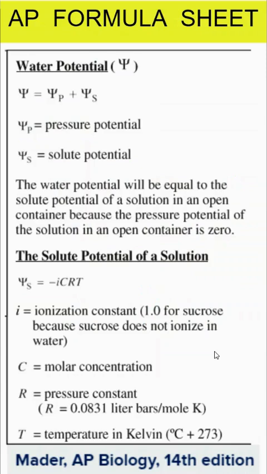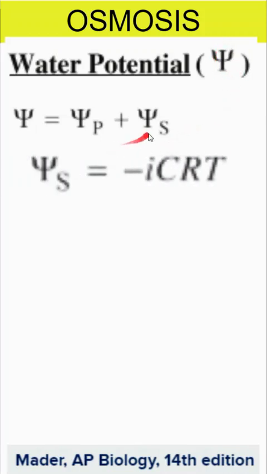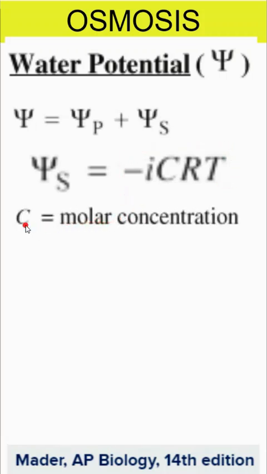On the AP formula sheet, we have all this stuff about water potential and solute potential. And you have all these constants, and you have temperature, and you have all this kind of stuff. So I'm going to try and get down to what's actually important here. So we have water potential, which is represented with this symbol. Solute potential has an S here, and this is the formula for solute potential. And within this formula, what's most important is the C, which stands for the molar concentration or the solute concentration.